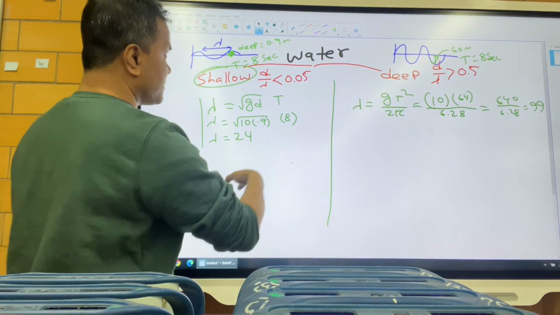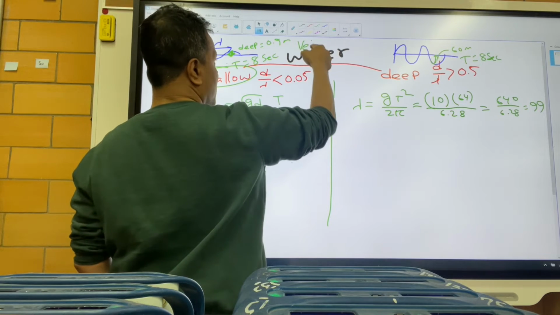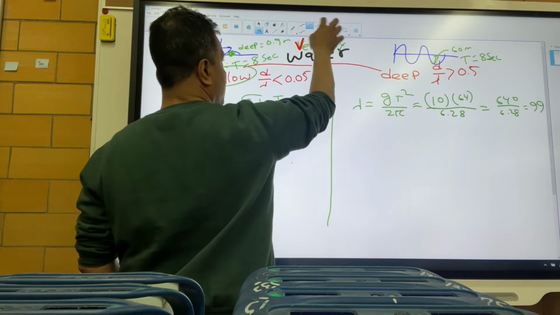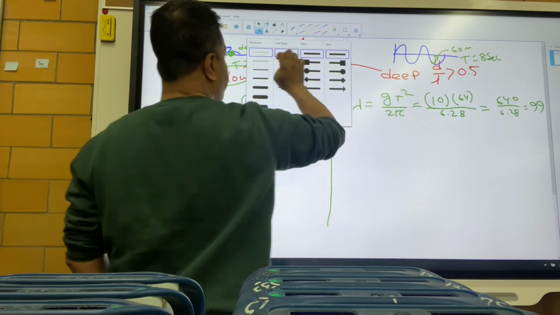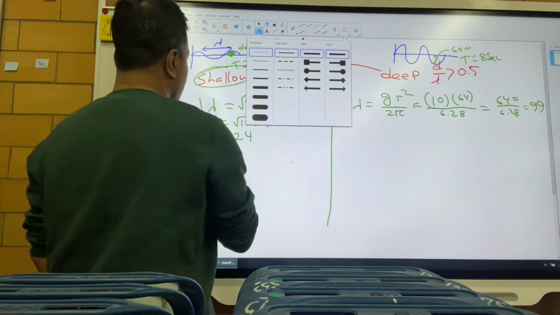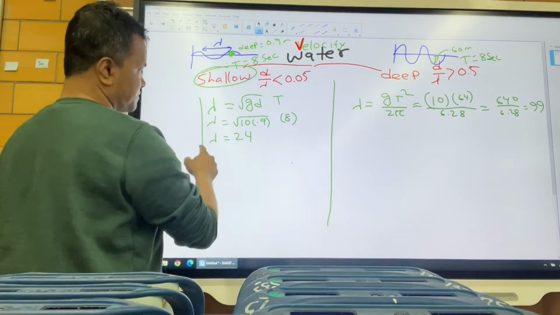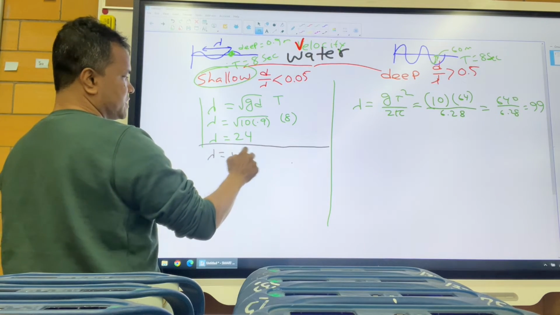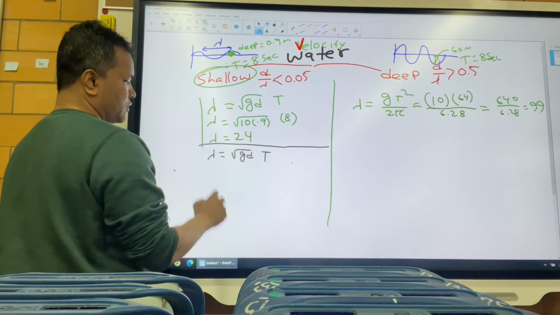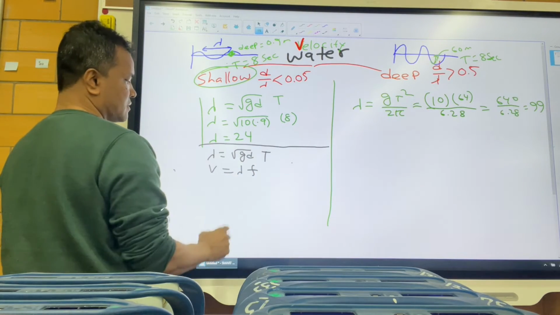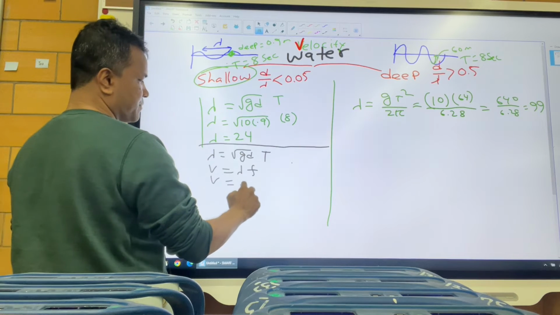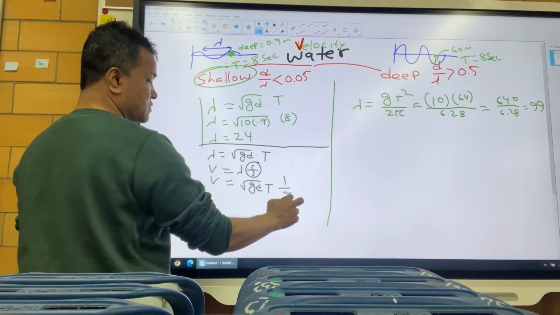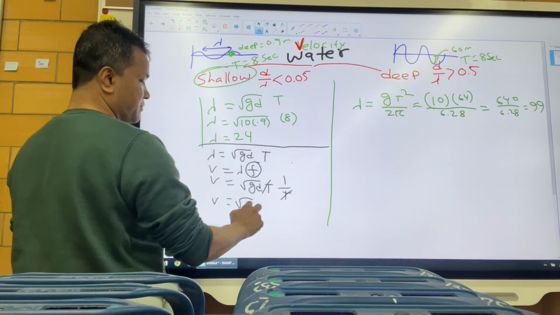Our goal is to find the velocity of water. That's what our goal is, to find the velocity of the water. Okay, good. Now what would be the equation? The equation would be lambda is equal to square root of gd times t. We know velocity is lambda times f. So lambda is gd, and f, and there is a t, and f is 1 over t. So the t's cancel. So velocity is square root of gd.